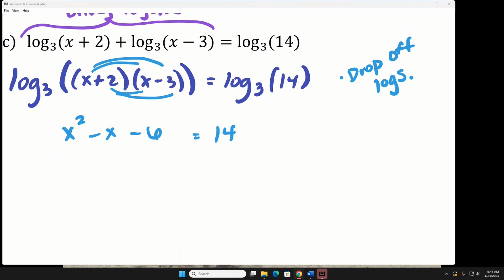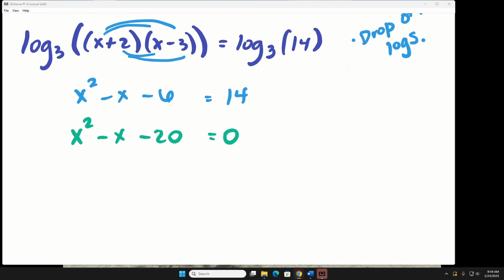So we need to solve this quadratic equation, and the ones we're doing today are going to be able to factor. So to be able to factor, what do I need to do first? Move over the 14. We need it to equal 0. So I'm going to subtract that 14. All right, and then we're just going to factor this real quick.